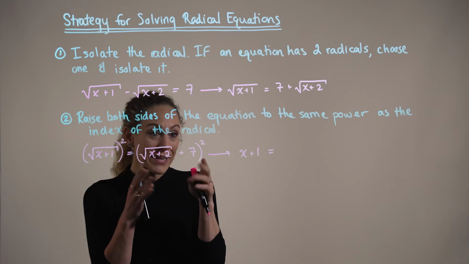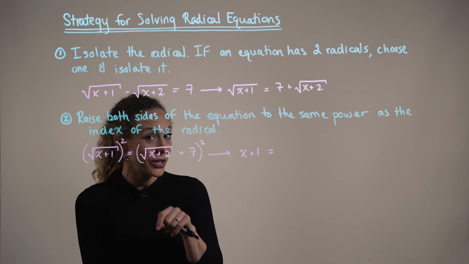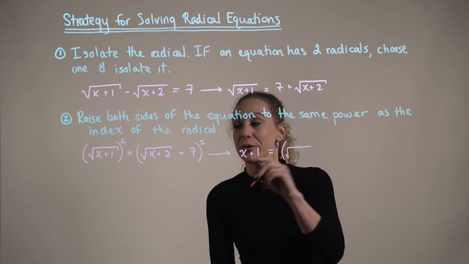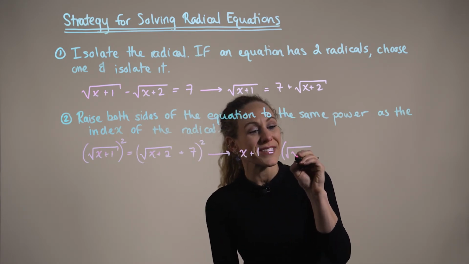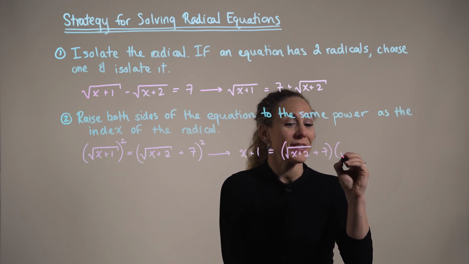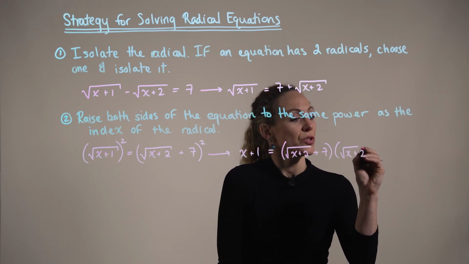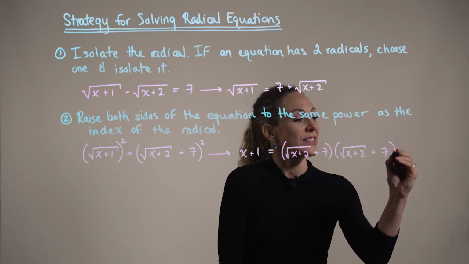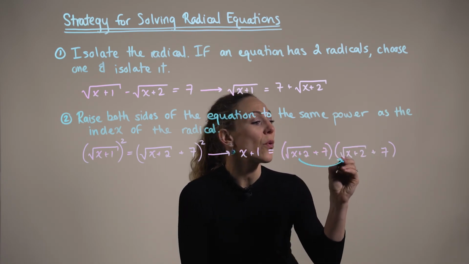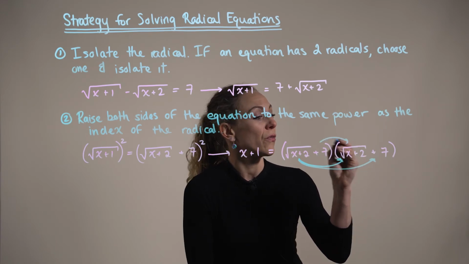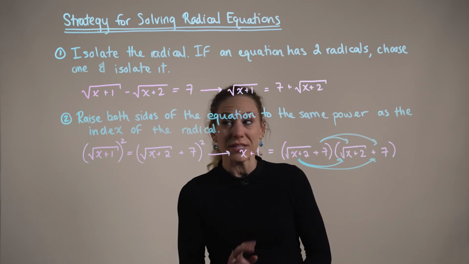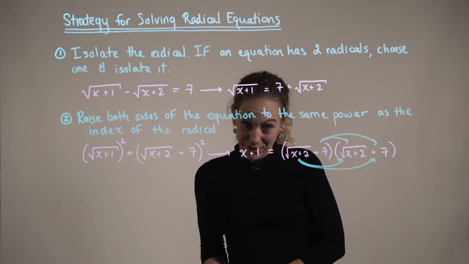However, on the right-hand side, we have the sum of two terms. So this means that we are going to have to FOIL this product out. This can be rewritten as the square root of x plus 2 plus 7 multiplied by the square root of x plus 2 plus 7. So now that we've expanded that out, we'll need to FOIL this in order to solve for x. So just be careful when working with equations that have two distinct radicals. Now step 3.